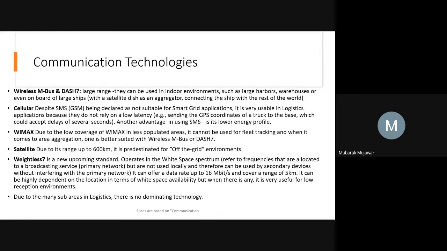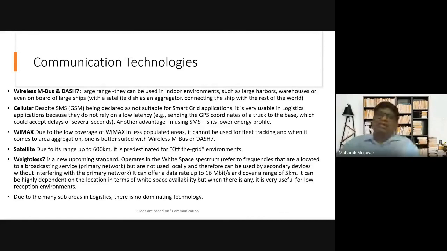For example, if we have a shipment on an aeroplane, we can track that via satellite. Or perhaps if it is on a ship, it can be tracked via satellite. So along with cellular, WiMAX, and wireless MBUS, we can also use a satellite for tracking of our shipment.